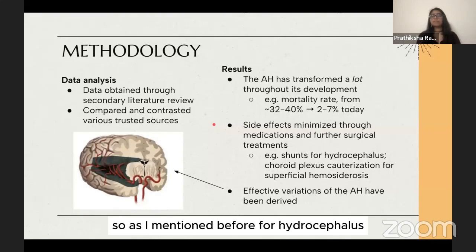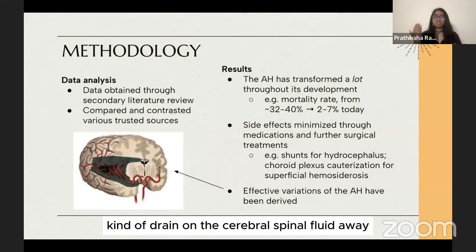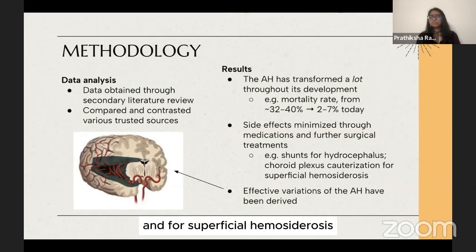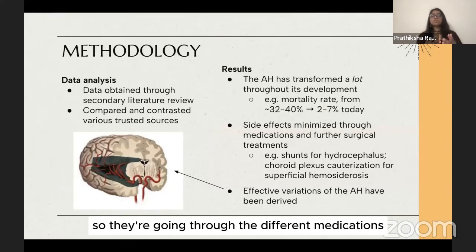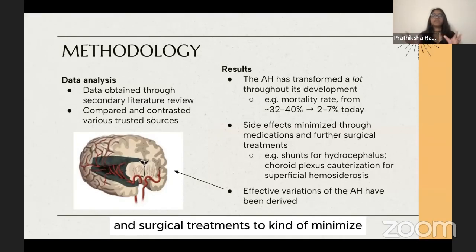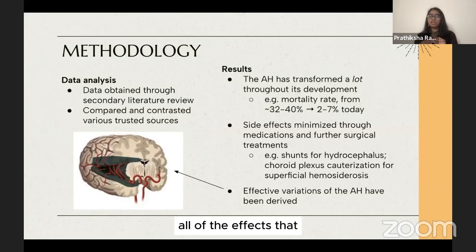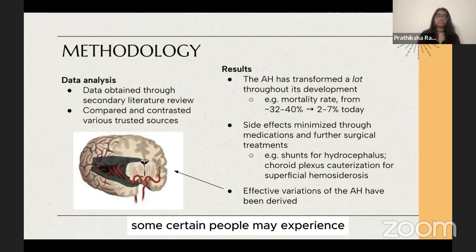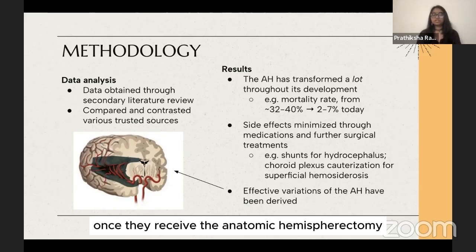So as I mentioned before, for hydrocephalus, they can use shunts to kind of drain all the cerebral spinal fluid away. And for superficial hemosiderosis, you can use a choroid plexus cauterization. So they're going through the different medications and surgical treatments to kind of minimize all of the effects that certain people may experience once they receive the anatomic hemispherectomy.